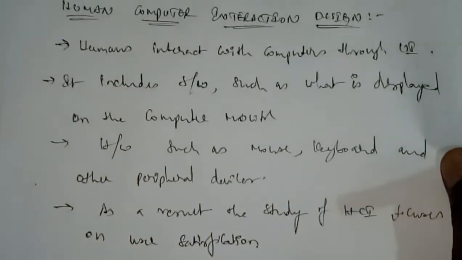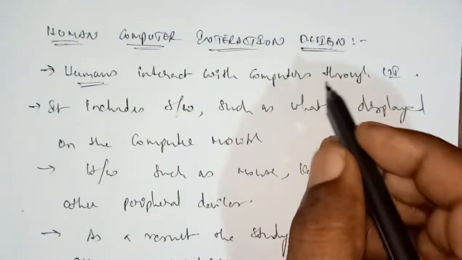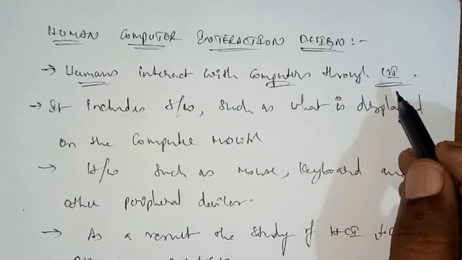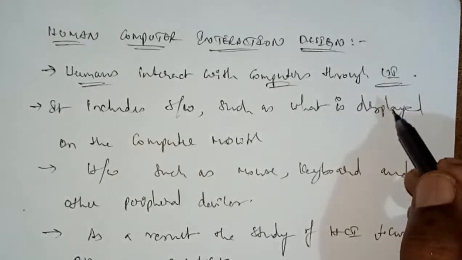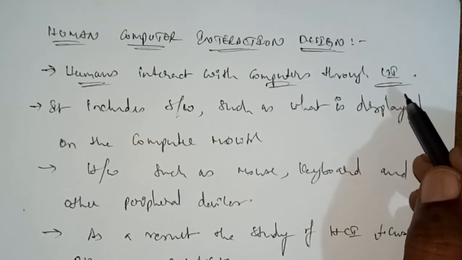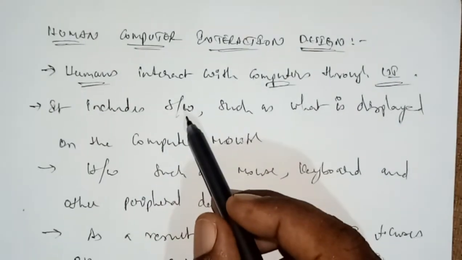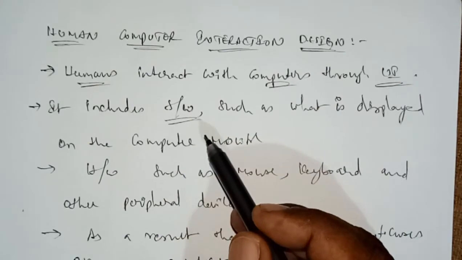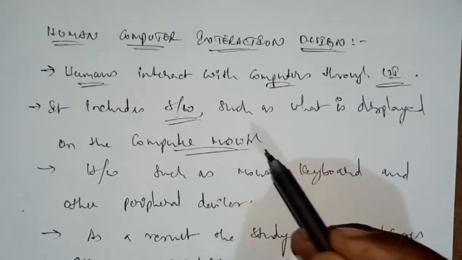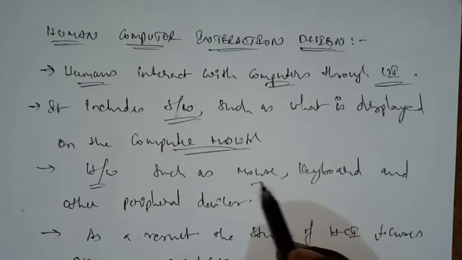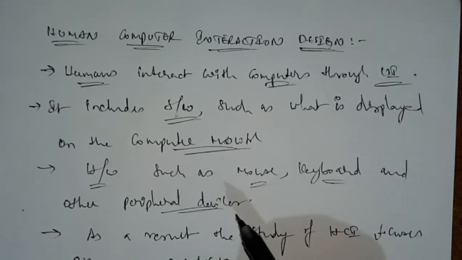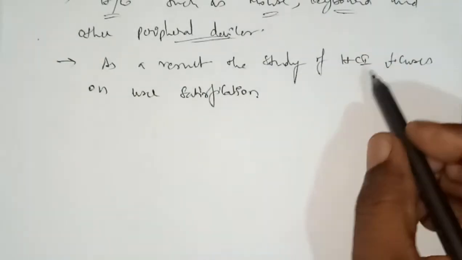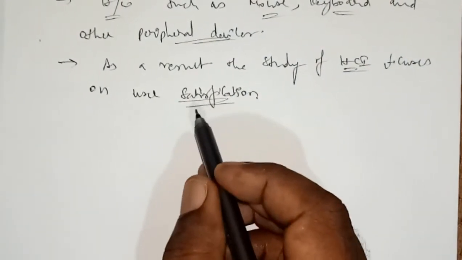Humans interact with the computers through a user interface, so the design should be very effective, so that humans can easily interact with the system. While designing human computer interaction, software that is displayed on the computer monitor should be considered, as well as hardware like a mouse, keyboard, and other peripheral devices, so that as a result the study of HCI focuses on user satisfaction.